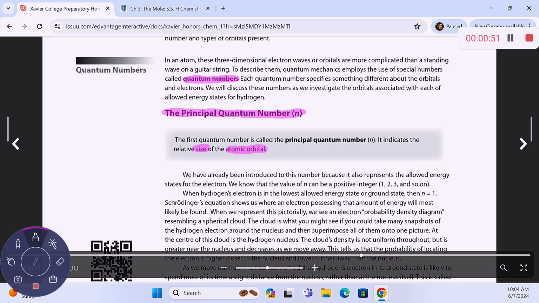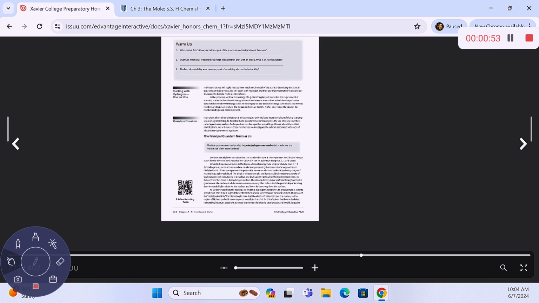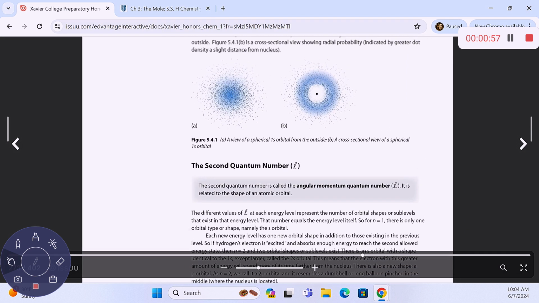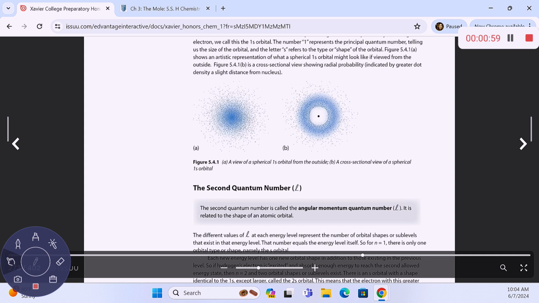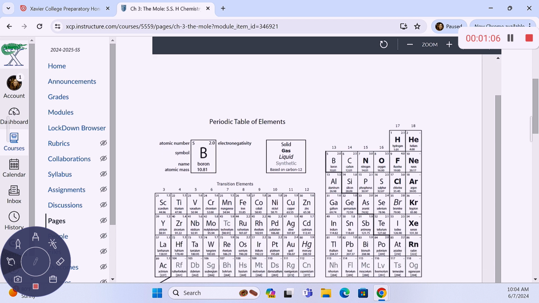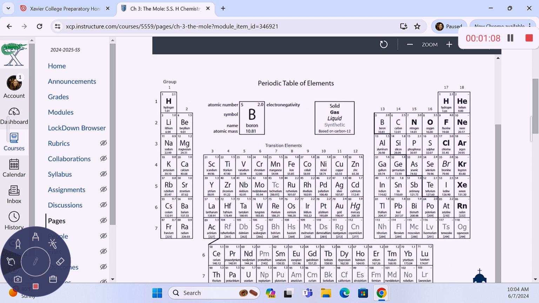Now, past that, we jump into the second quantum number, L. Okay, so what I'm going to do is go to the periodic table that I gave you, and we're going to label this.